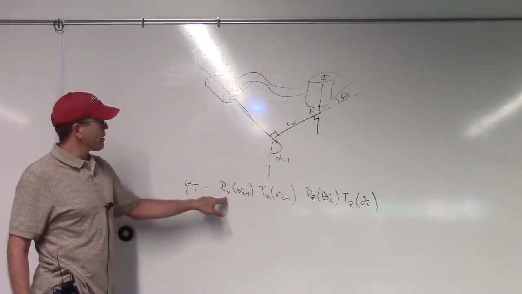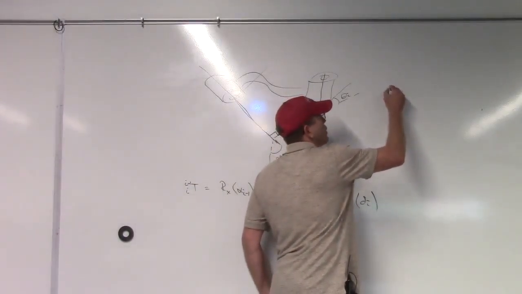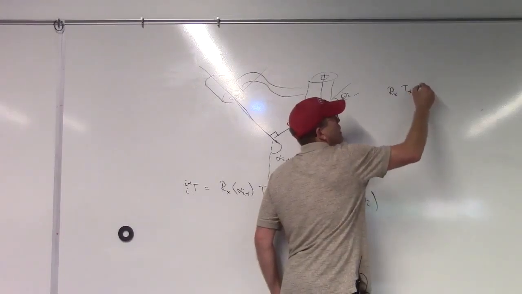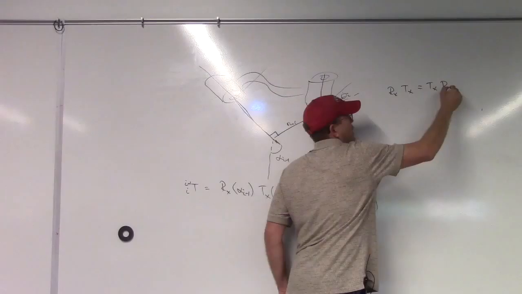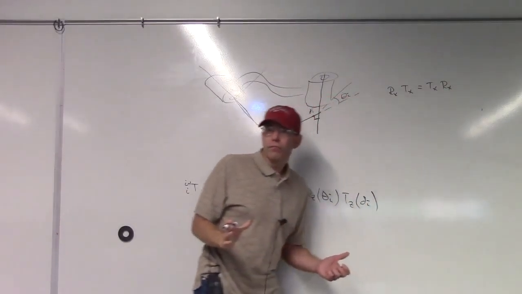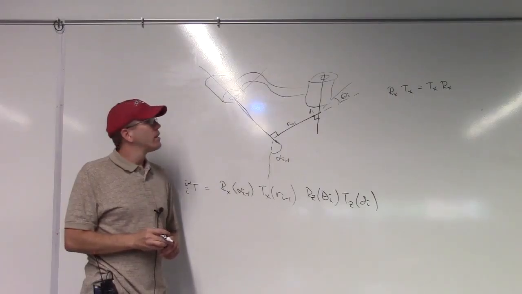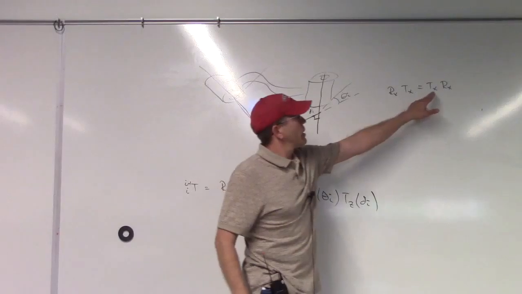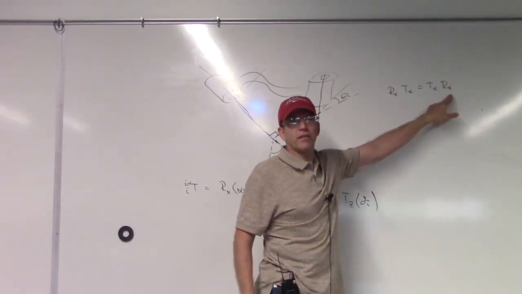So for that reason, we could say that we have a rotation about x followed by a translation along it, and that's going to be the same as a translation along x times a rotation about x. What's the benefit of that? We know that when we translate and then rotate, we can package that into a homogeneous transformation.